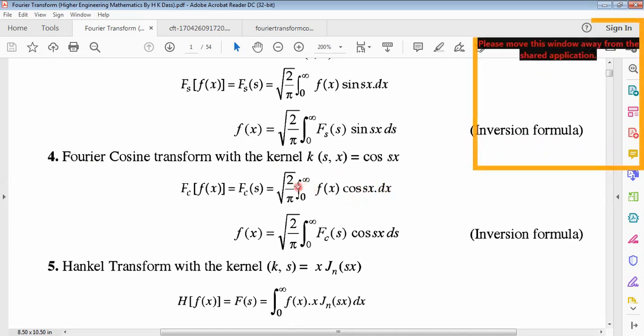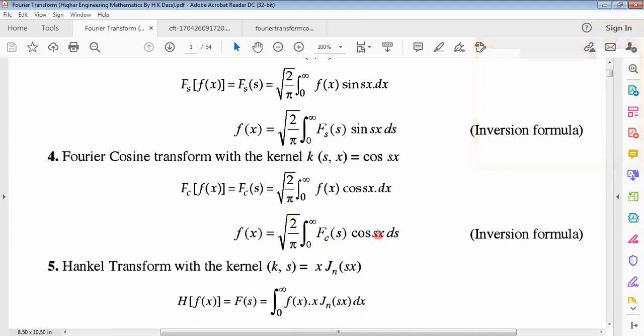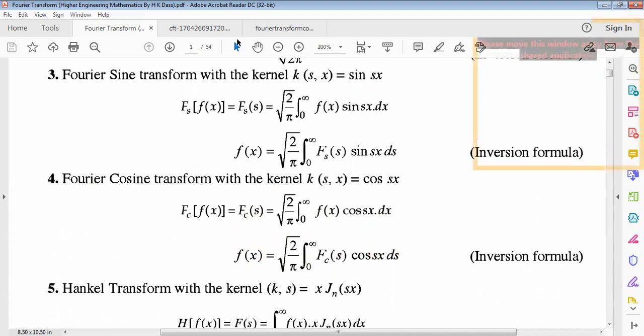And the inverse will be what? This f of x equals the inverse Fourier cosine transform, root over 2 by pi, integral from 0 to infinity, and this will come here, with cos sx the same. And this dx will be changed to ds because it will be with respect to the parameter s. Remember it. We have to use this formula in every higher Fourier transform.